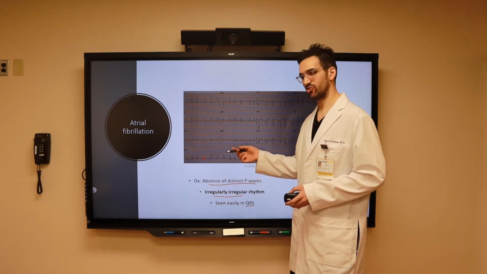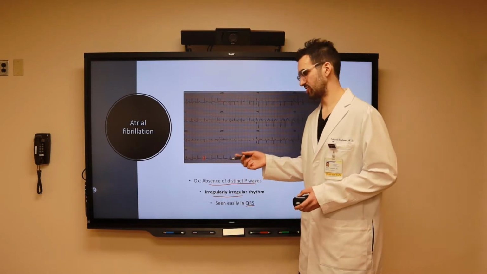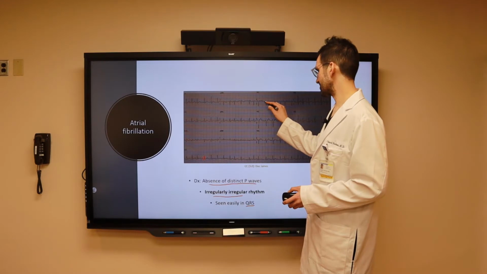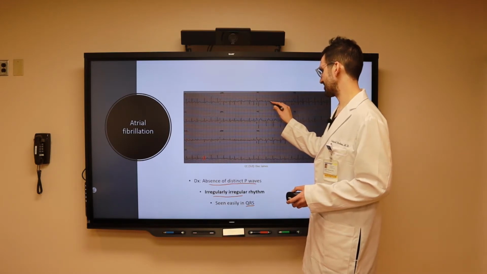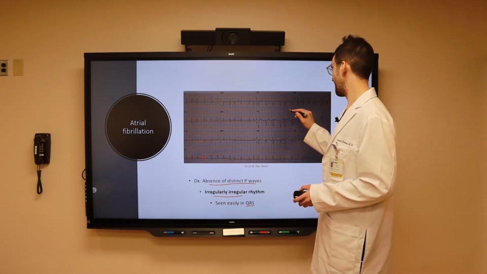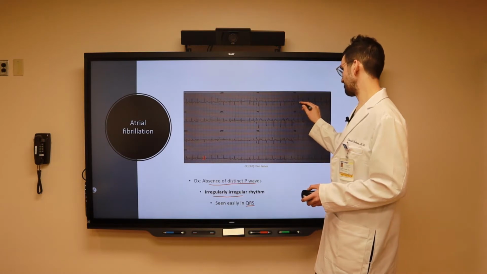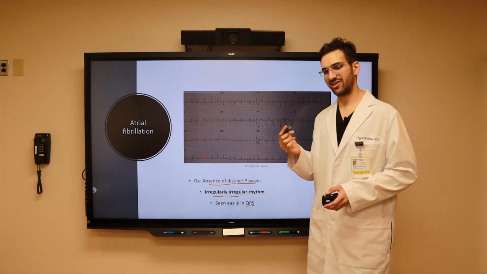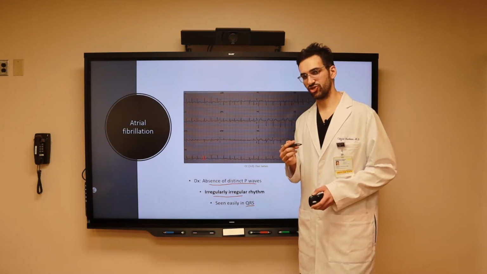And ultimately, we should look for the absence of these P waves in other leads as well. We can see up here in V1, for example, that again we have this persistent lack of P waves. Again in V4, I don't see any P waves here. And so this absence of distinct P waves is highly characteristic of atrial fibrillation.